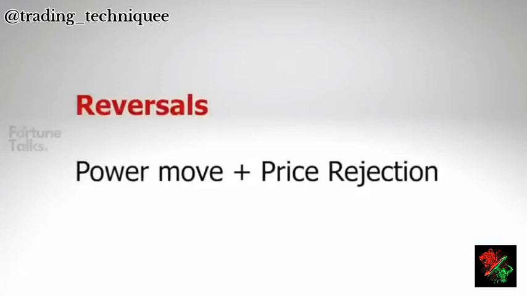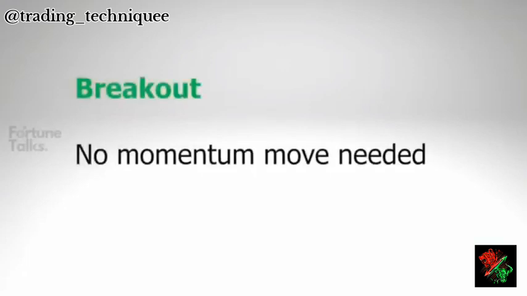Now, when do you trade breakouts at supports and resistance? This concept is actually pretty much the opposite of what we have just learned earlier in case of reversals. So you know that price is likely to reverse at a support or a resistance when you have a strong power move or a strong momentum move into a market structure with a price rejection. When you are looking at it from a breakout standpoint, you don't want to see a strong momentum move into the market. In this case, what you want to look for is a price action that we have discussed right at the beginning of this video.